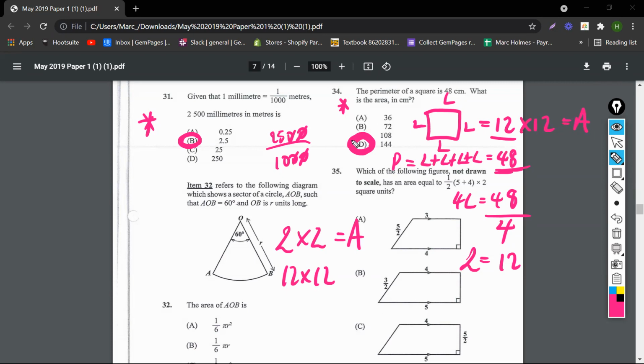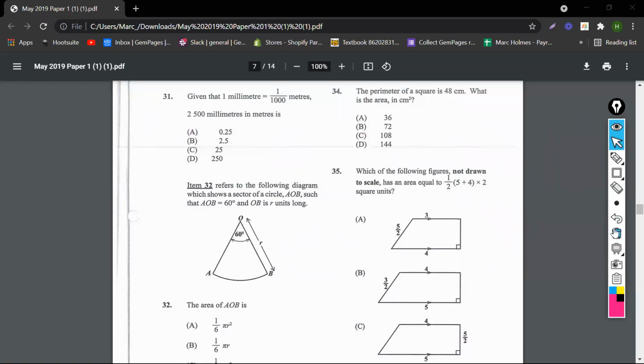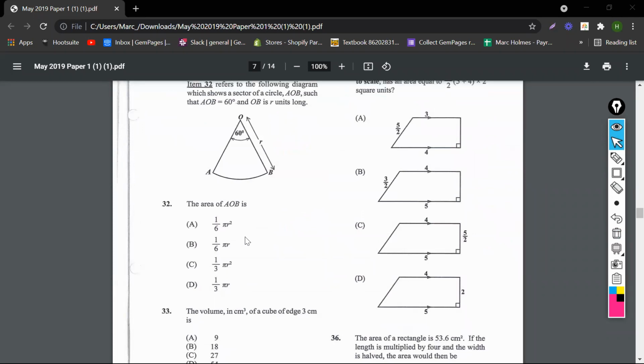So the answer for 34 is just really easy. Very easy question, number 34. Very easy question. Any issues with 34? No, no issues. Let's move on. So let's move on from 34 and let's look at number 32 here.